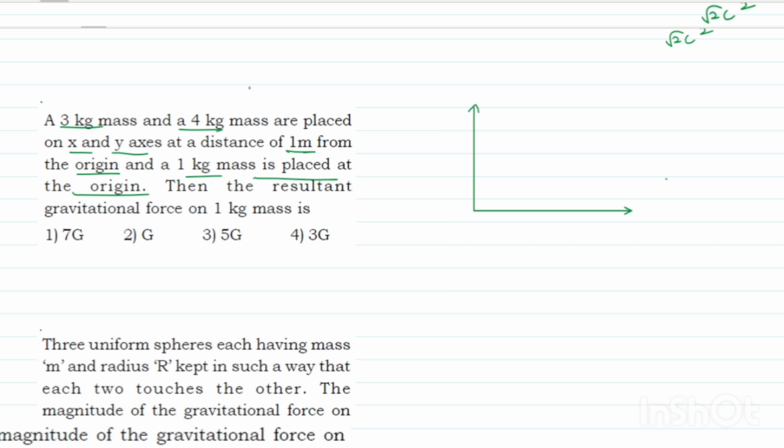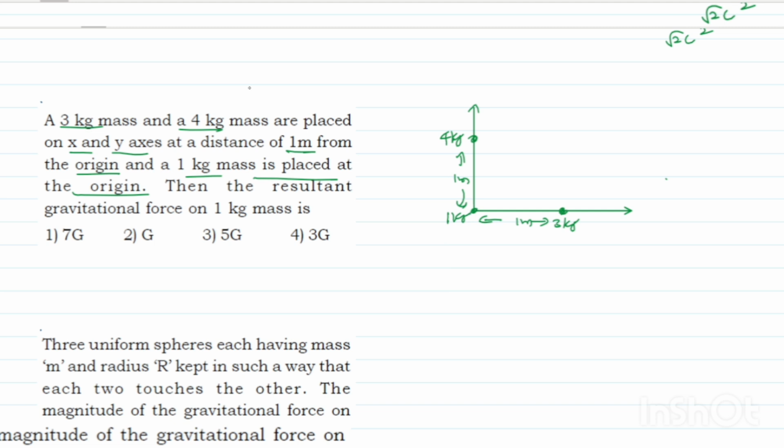Here it is given that you are placing a 3 kg mass and a 4 kg mass along the x and y axis at a distance of 1 meter from the origin. So the resultant gravitational force on the 1 kg mass which is kept at the origin is asked. So here at the origin you are placing the 1 kg mass.